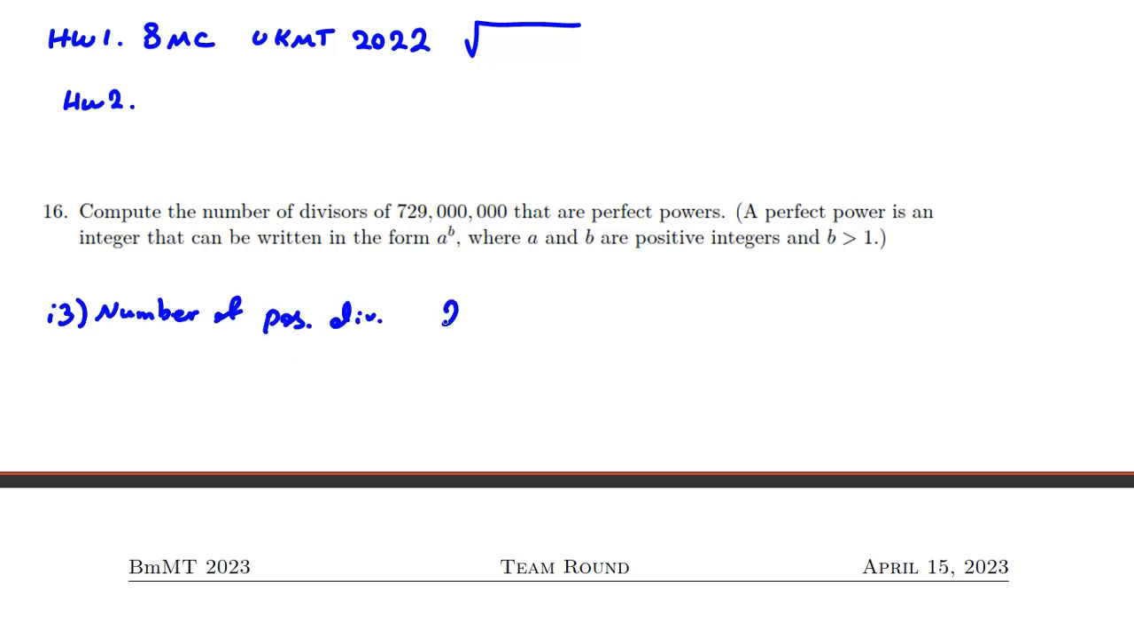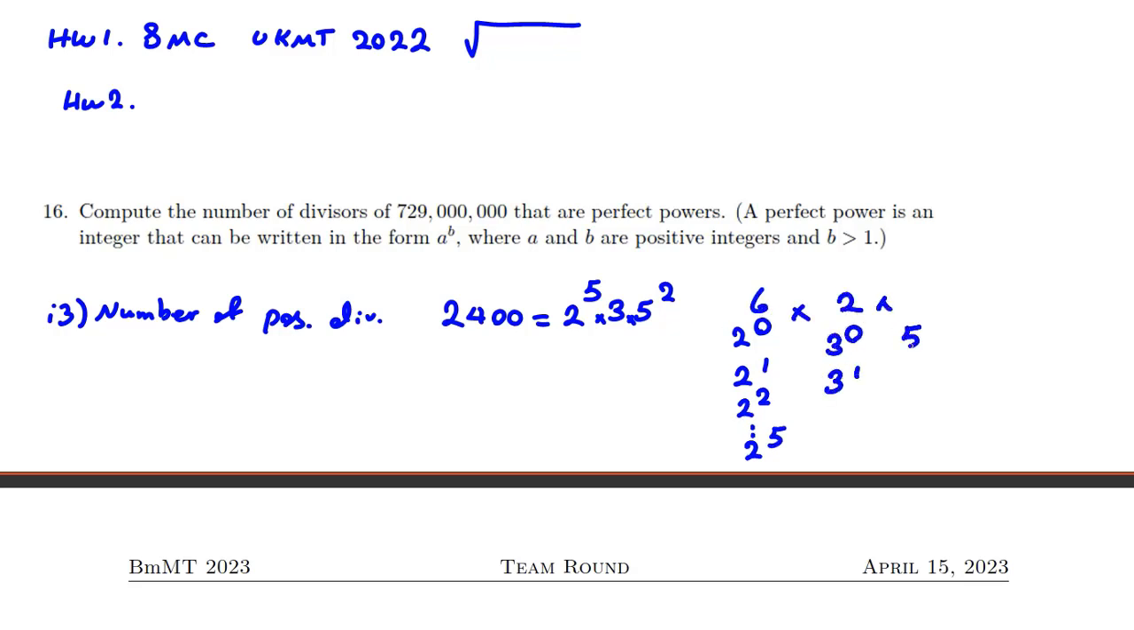How we can calculate. For example, 2400 is 2 to the 5 times 3 times 5 squared. So when you want to consider a divisor, it has 2 to the 0, 2 to the 1, 2 to the 2, up to 2 to the 5, 6 cases. Times for 3, 3 to the 0, 3 to the 1, 2 cases. For 5, 5 to the 0, 5 to the 1, 5 to the 2, 3 cases. So it will be 36. We should add the powers by 1 and then multiply them together.